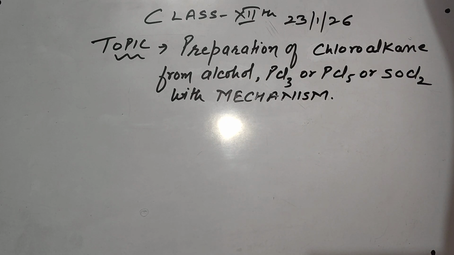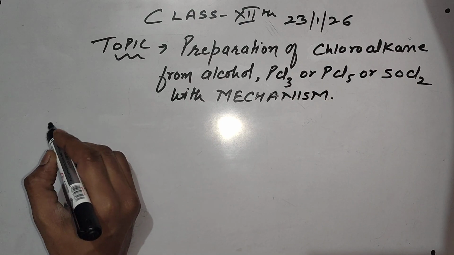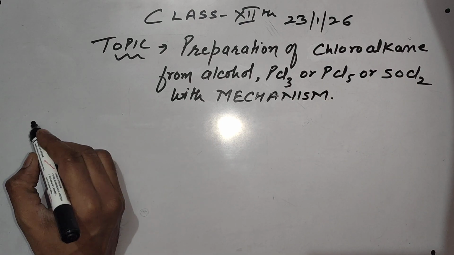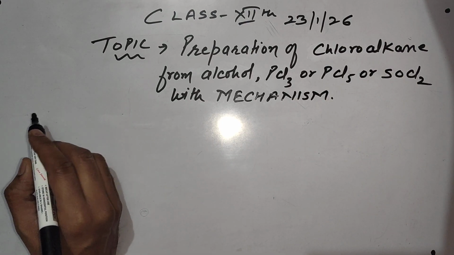Hello everyone. Class 12th, topic name: preparation of chloroalkane from alcohol, which will react with either PCl3, PCl5, or SOCl2. These reactions we will understand with the help of mechanism also. In a simple way, if we want to learn them, they are very easy to learn.